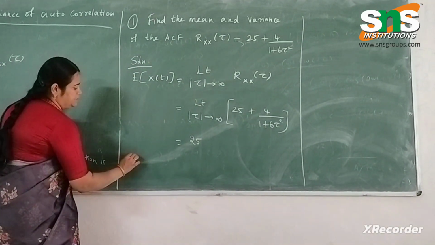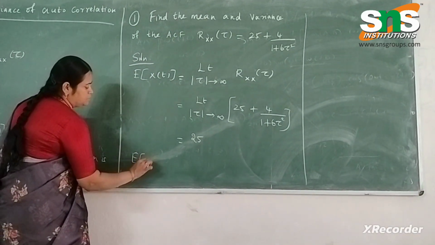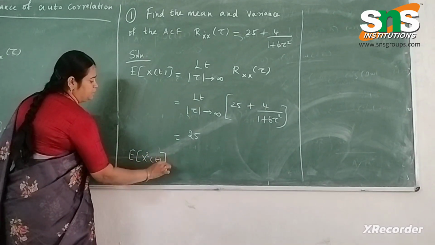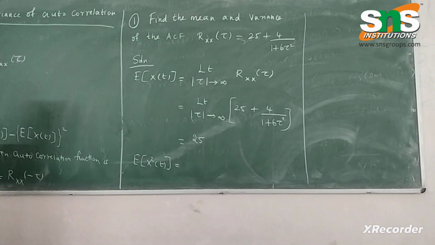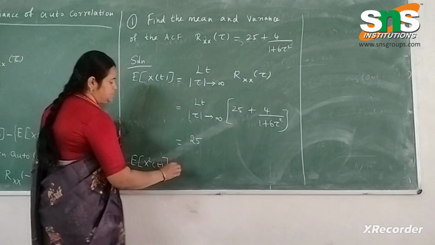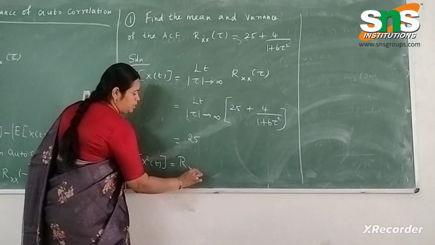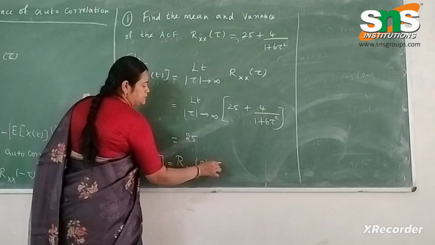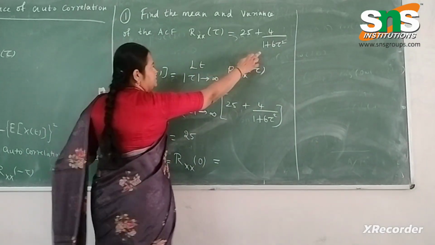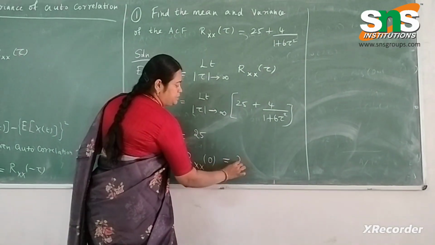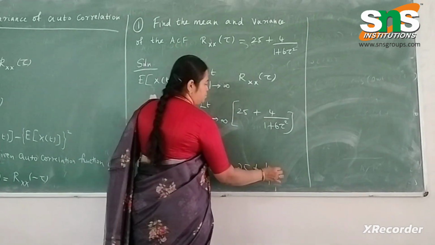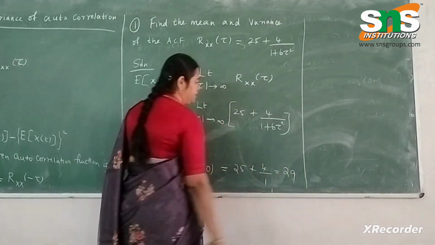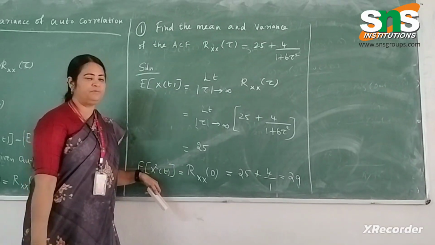Now let us find E of x square of t. What is the formula for E of x square of t? That is r xx of 0. So simply put 0 in the place of tau. So r xx of 0 is, when you put tau equal to 0 in this equation, 25 plus 4 divided by 1, that is 4. So 25 plus 4 is 29, which is our E of x square of t.